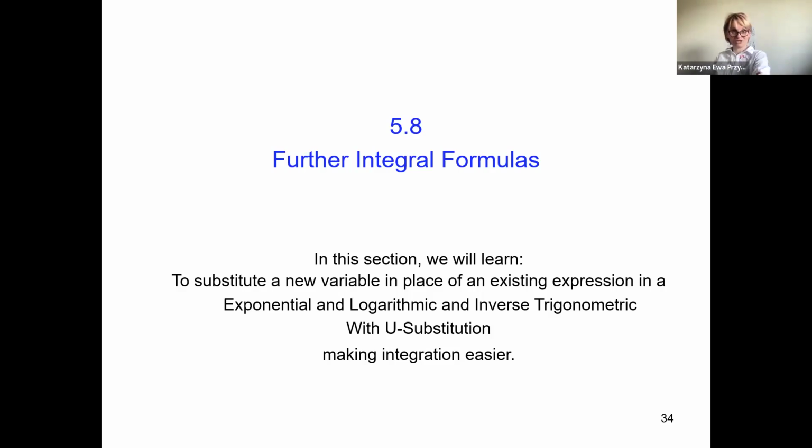Let's see, that's section 5.8. Did you practice integration? I'm asking students that are attending live and students that are watching later. Okay, I can hear lots of yes and I can see lots of thumbs up. Okay, thank you, Lara. Okay, that's what we did.